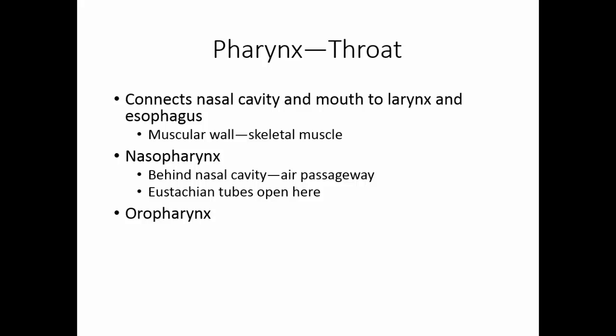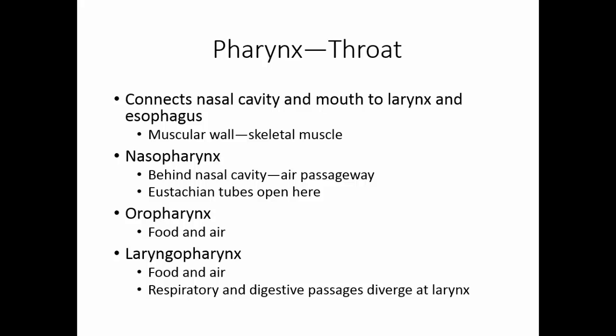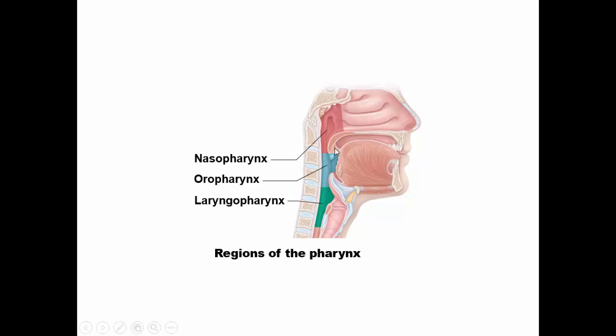The oropharynx is behind the mouth, so food and air can be in this compartment. And the laryngopharynx is just over the larynx. Food and air can also be here. The respiratory and digestive passages diverge at the larynx, so the trachea and the esophagus separate here. If we look at the pharynx, the nasopharynx immediately behind the nose, the oropharynx immediately behind the mouth, and then the laryngopharynx coming down just by the larynx.